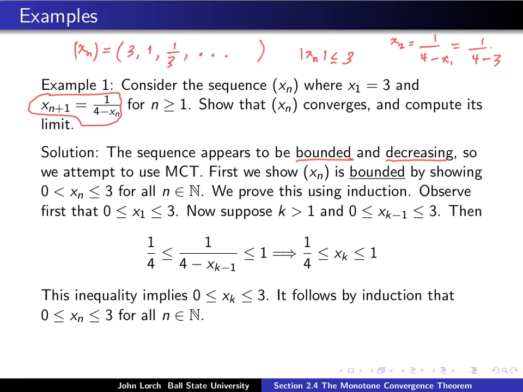So what we want to do in the course of this example is to verify that intuition we have. We want to prove that the sequence is bounded. We want to prove that the sequence is decreasing. If we can do those two things, then the monotone convergence theorem will tell us that this sequence, xn, must converge to a limit. Okay, so our first order of business is to show that the sequence is bounded.